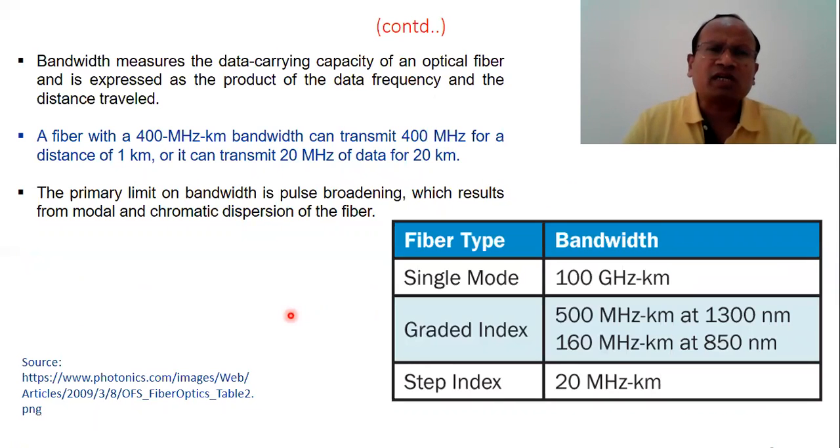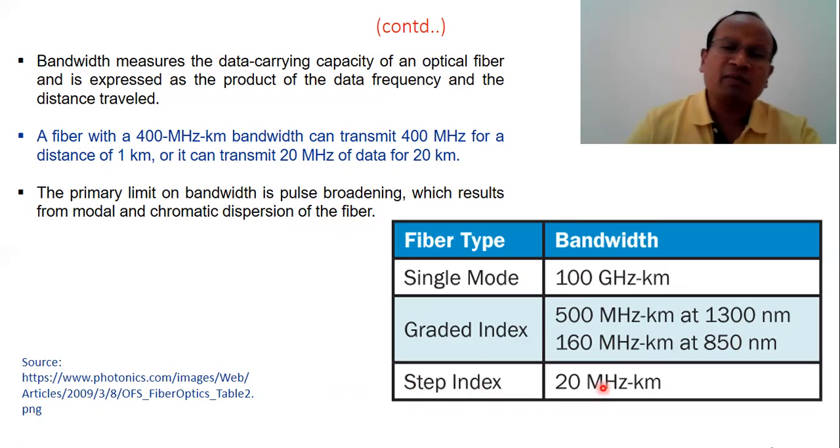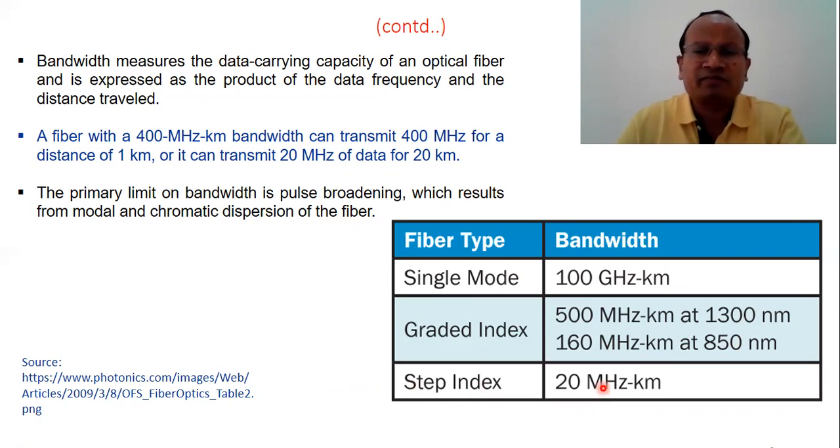This is one comparison of all different fibers. You can see that single mode fiber has a bandwidth of 100 gigahertz, as a bandwidth distance product. Graded index has 500 megahertz at 1300 nanometer and 160 megahertz at 850 nanometer wavelength. And the step index has very limited bandwidth. Single mode has higher bandwidth than the step index.